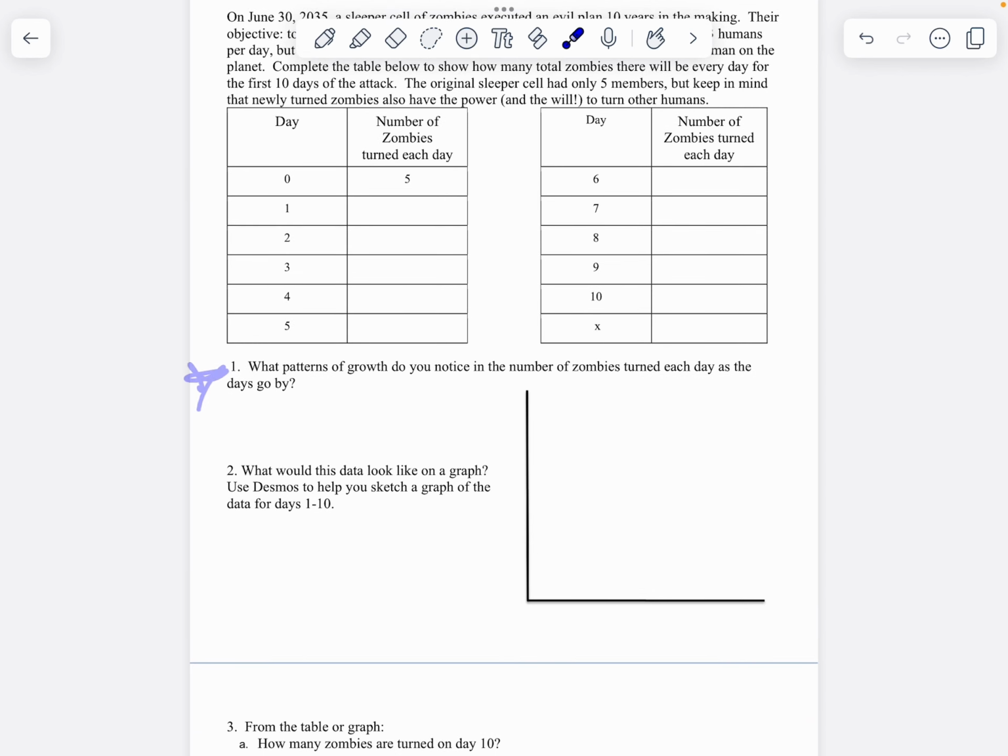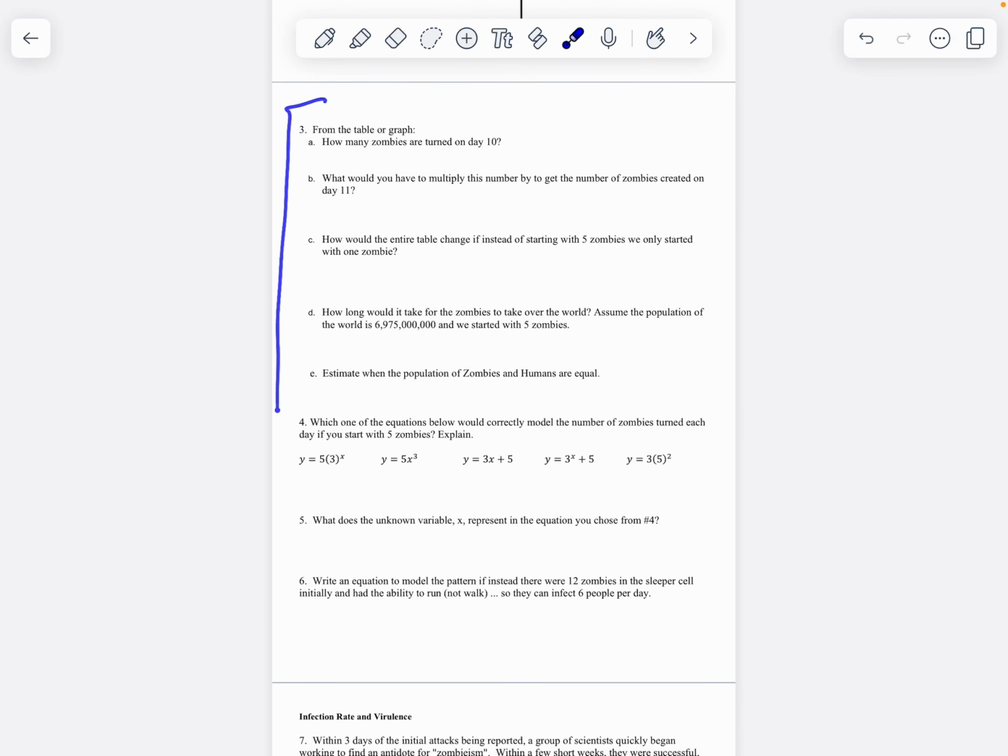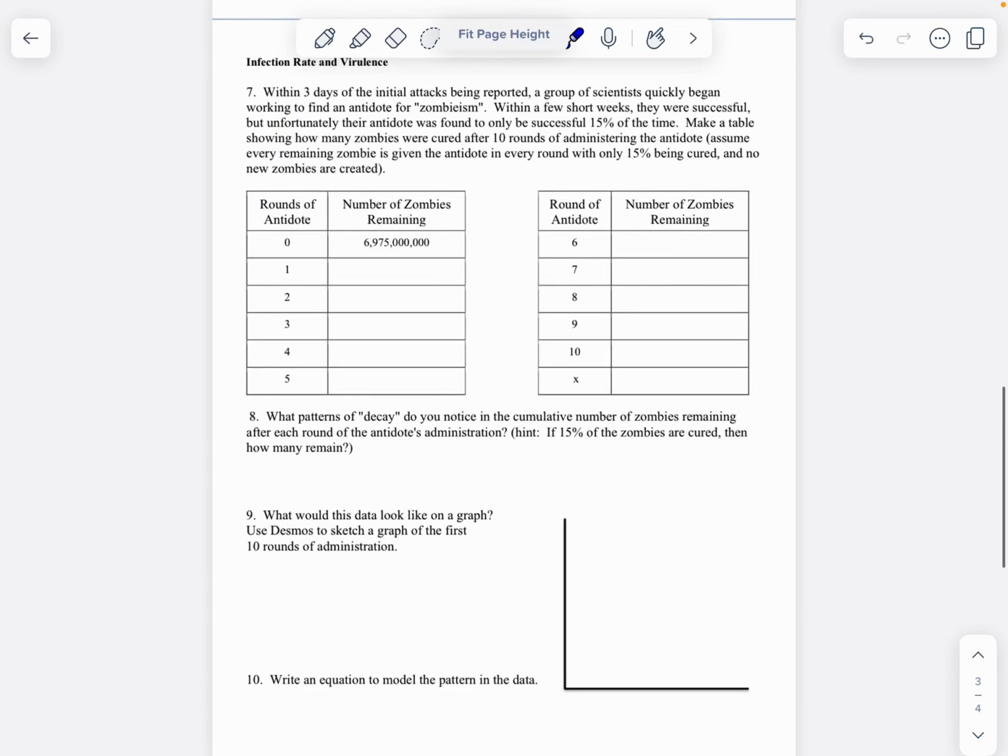Explain carefully when there is a word problem. What patterns of growth do you notice? Explain what you see. Don't just say it grows. We all know it grows. Tell me how much it's growing by. Tell me how you know this. Tell me what rate it's growing at. Give me some context here. Read the questions very carefully. Again, you're working with a group, so you should be able to do this.